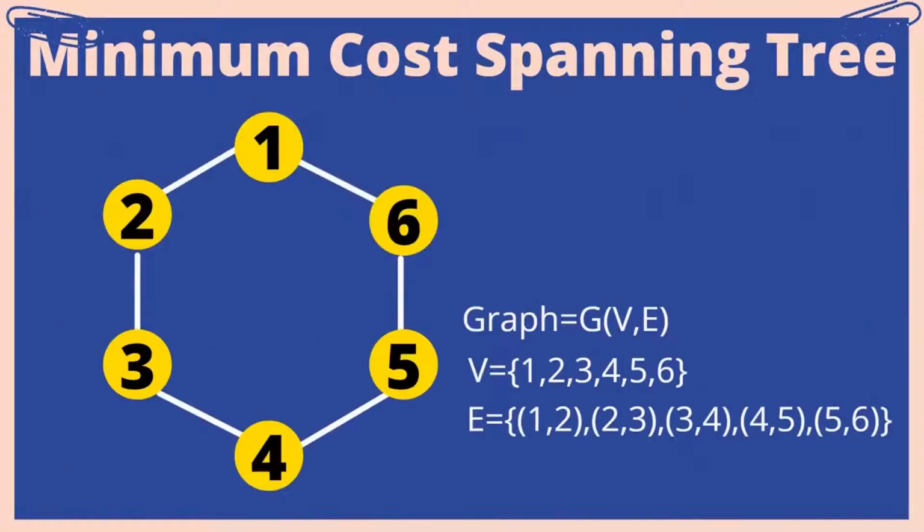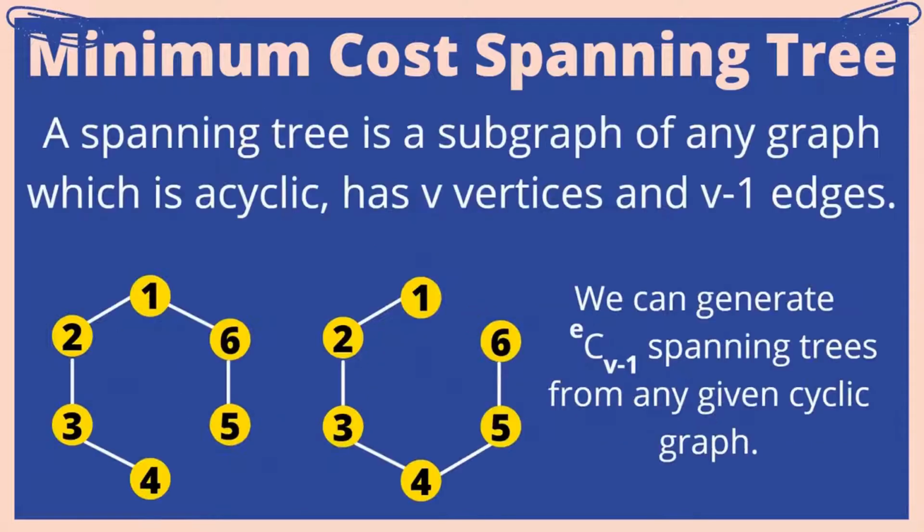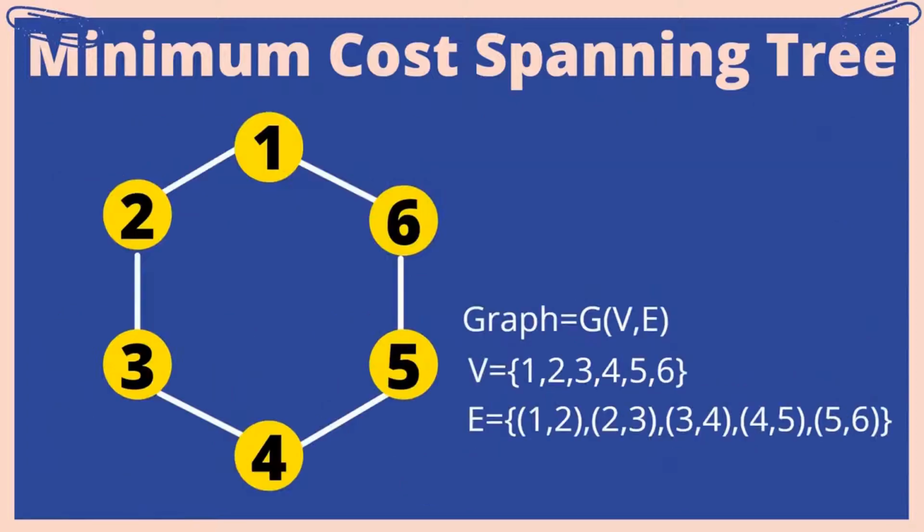So in this case, for this graph, these two are the examples of spanning tree. So we can generate ECV-1 spanning trees for any given cyclic graph. For this, ECV-1 is 6C5, that is, we can generate 6 types of spanning trees of this graph.